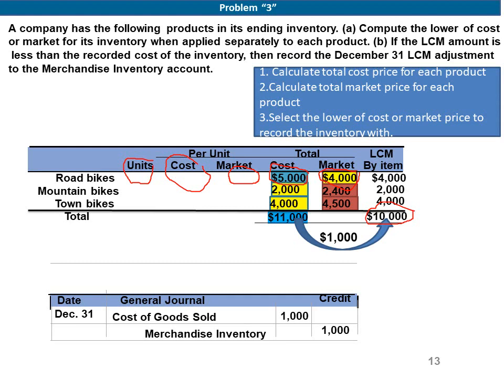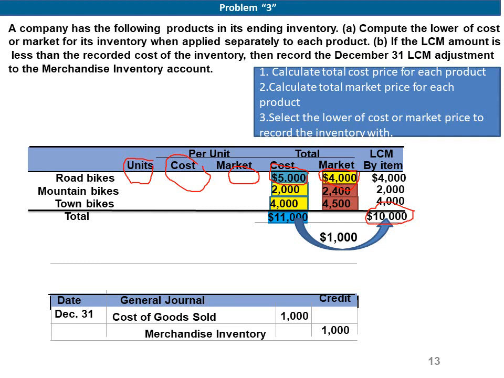Then the second, we have 2,000 as its cost price, while its market price is 2,400. The lower of them will be the cost price. So we're going to include the cost price, 2,000, under the last column. Then the third, we have 4,000, its cost price, while 4,500 is its market price. So the lower of them will be the cost price. So now we have 4,000, 2,000, 4,000 again.